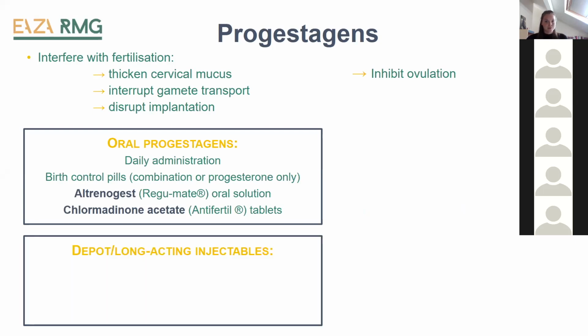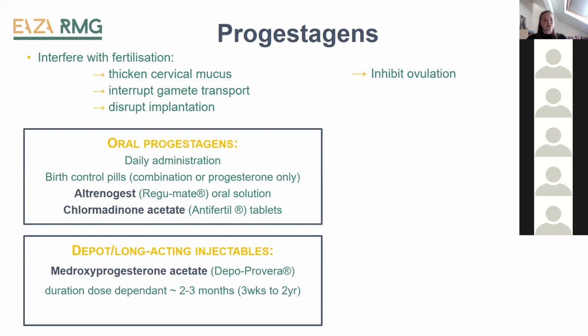You have injectable contraceptives as well, so these are things like Depo-Provera, medroxyprogesterone acetate, which lasts approximately 2 to 3 months, but this is dose dependent, so can last between 2 weeks and 2 years as well, depending on what dose you're using. And then also delvosterone, which is prologestone.